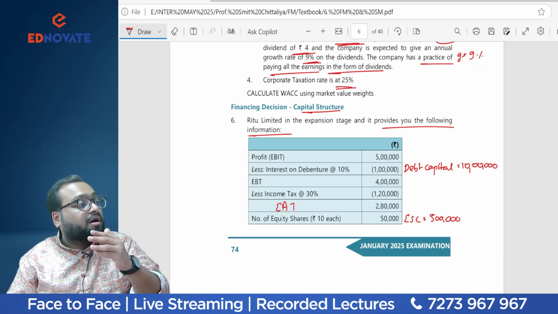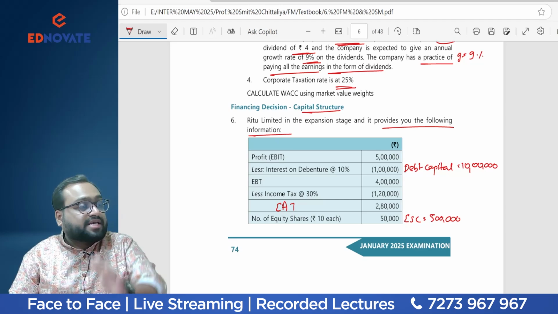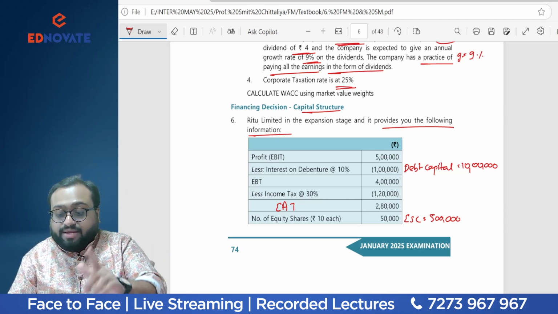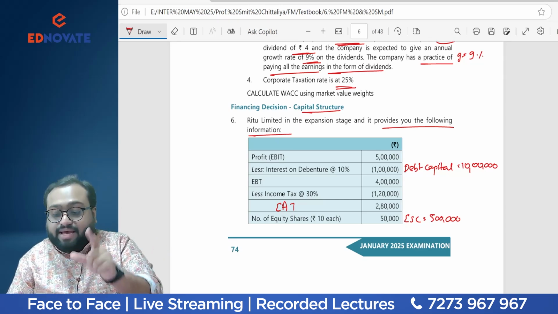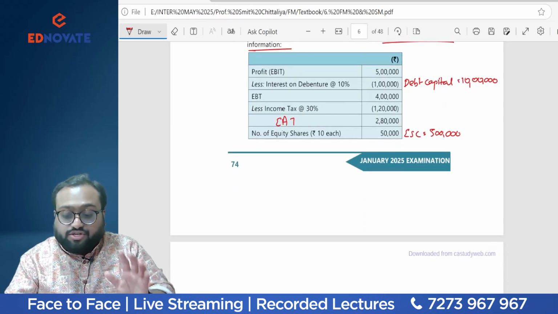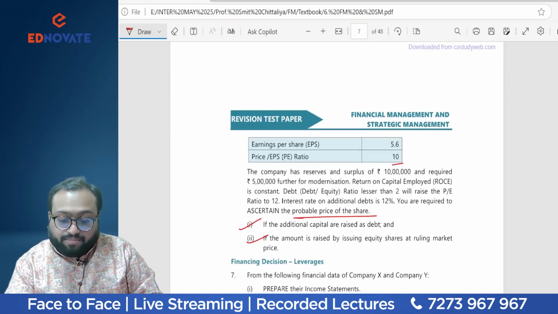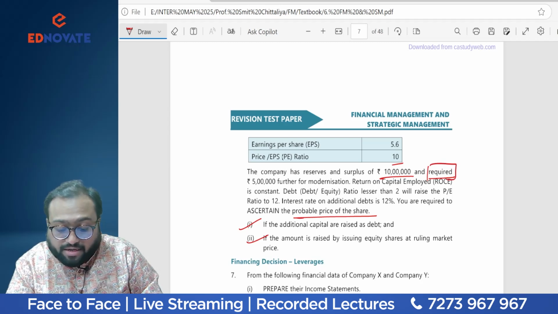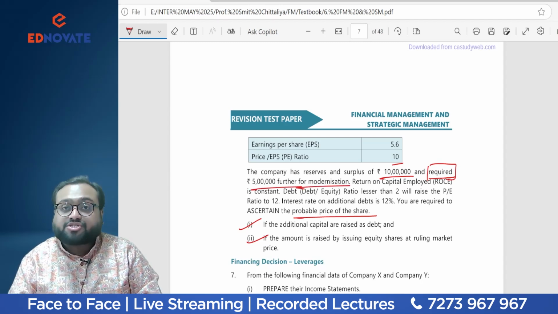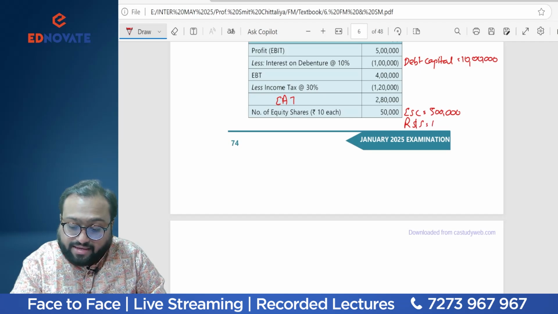They have not told what will happen after expansion, we don't know, but right now they're in the expansion stage and this is the current position. So they have a debt of 10 lakhs, equity share capital of 5 lakhs, and what other information? Earning per share is 5.6 and the P/E ratio is 10. Now the company has reserves of 10 lakhs and requires, see the word, requires rupees 5 lakh further for modernization. So currently the company also has reserves of 10 lakhs.